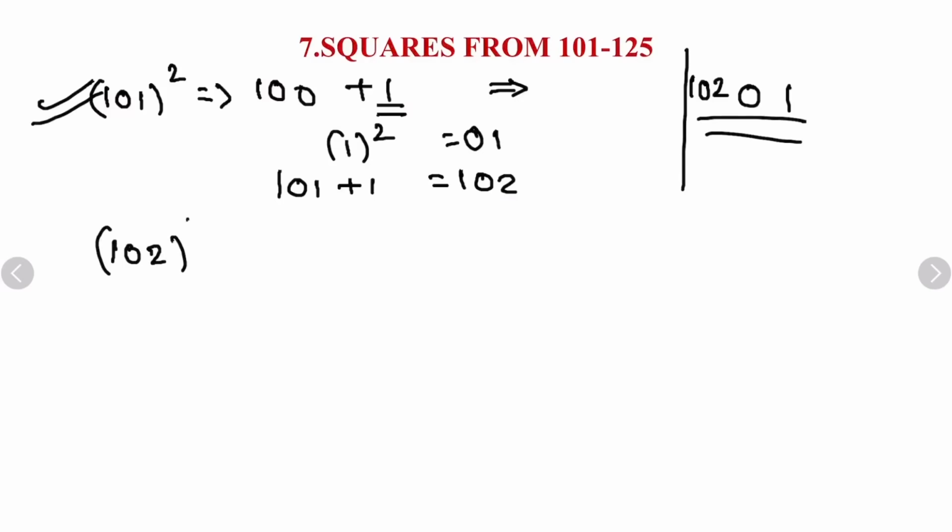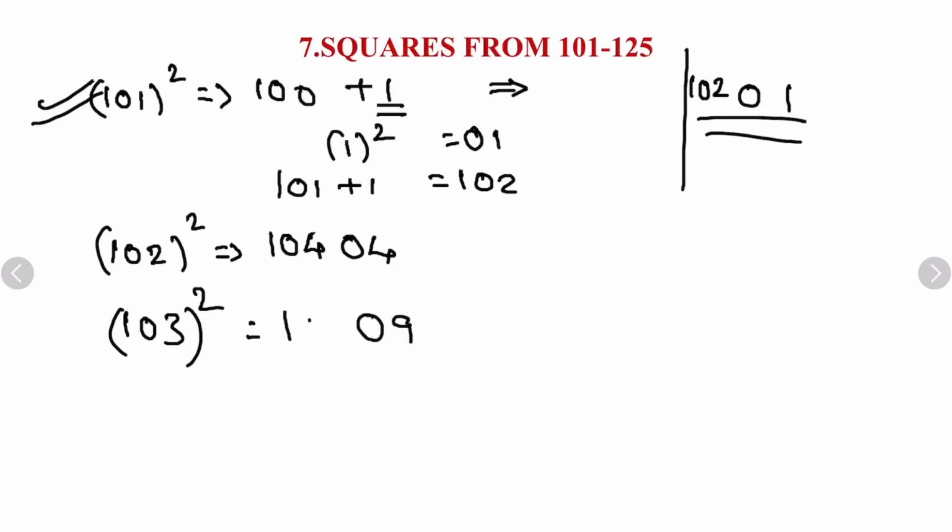We go with example 102 square. How much more than 100? 2. 2 square, 04. 102 plus 2, 104. It is 103 square. How much more than 100? 3. 3 square, 9. 103 plus 3, 106. It is 104 square. How much more than 100? 4. 4 square, 16. 104 plus 4, 108.